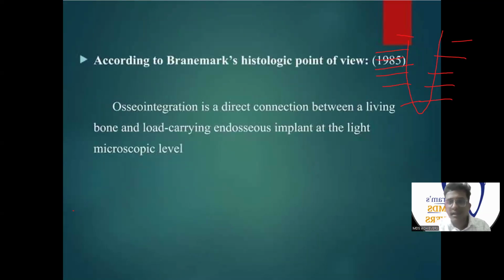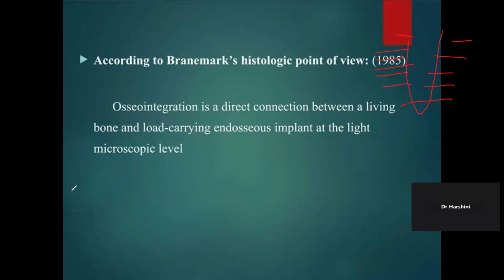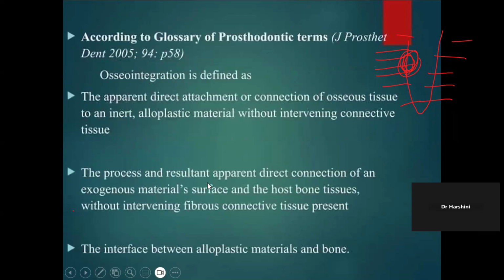Coming to Brånemark's histological point of view, it is a direct connection between the living bone and the load-carrying endo-osseous implant at the light microscopic level, that we see in the microscope. Only under the microscope can we see the connection between the bone and the implant, right? So the microscopic connection between the load-carrying endo-osseous implant and the living bone is called osseointegration according to Brånemark's histological point of view.